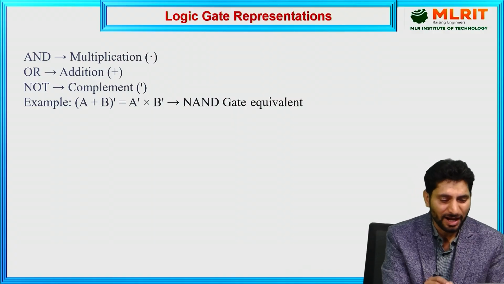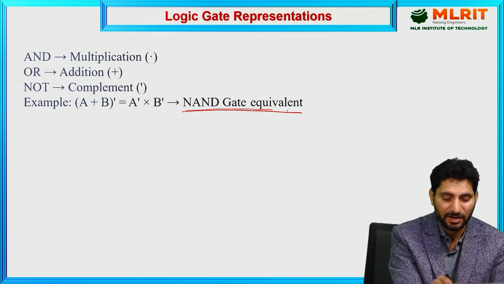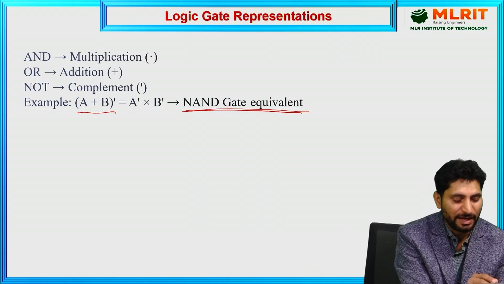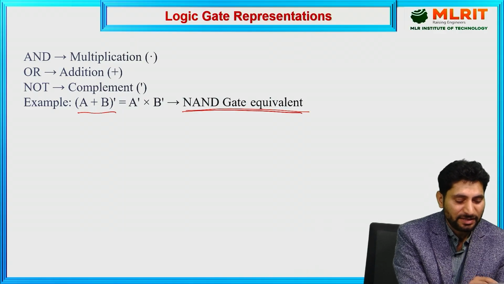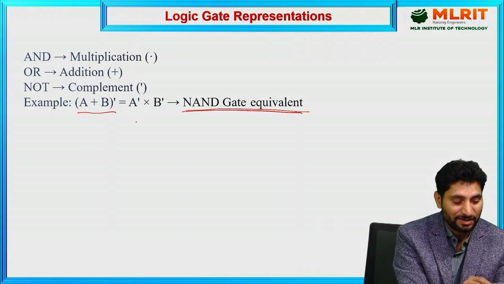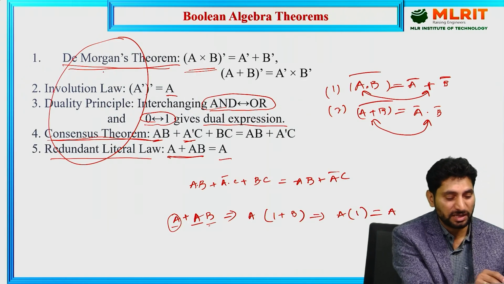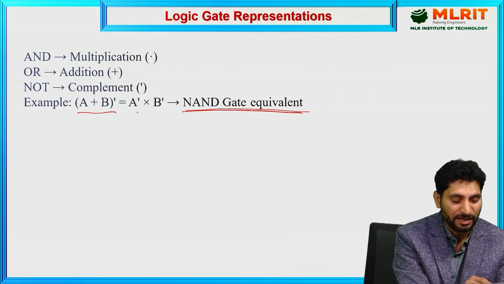Let us see how to represent some logic gate. For example, I have taken NAND logic gate. As per this, NAND logic gate expression is A plus B whole bar. How we can write A plus B whole bar is equal, as per previous theorem, De Morgan's theorem, you can observe A plus B whole bar, we can write A bar dot B bar.